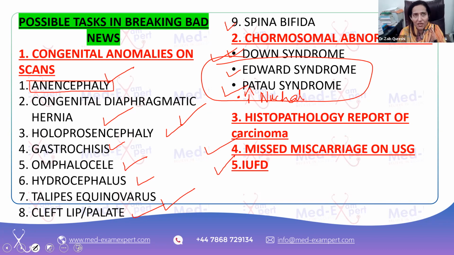For example, this is a case, like I have said, that in my exam it was atypical hyperplasia, and the patient was 38 or 37, I believe. So how are you going to break the news? Anyone?